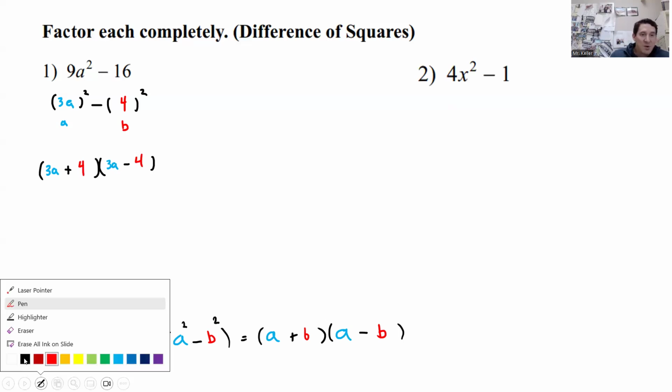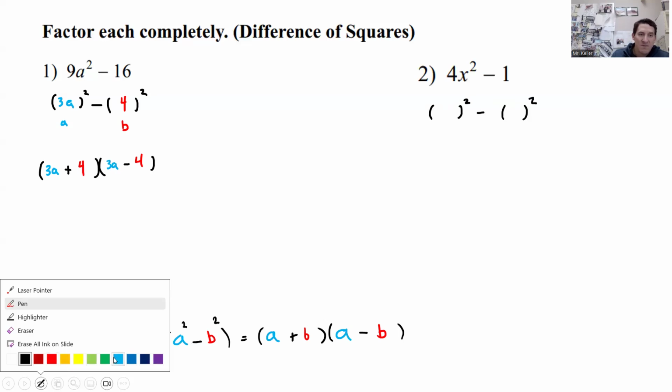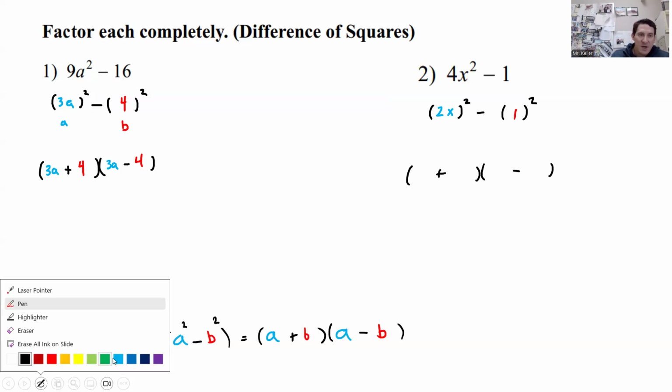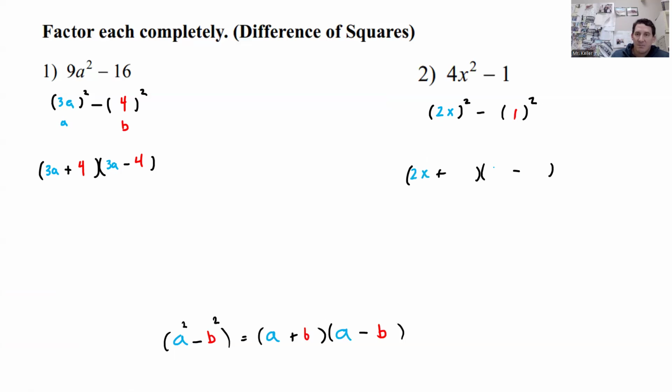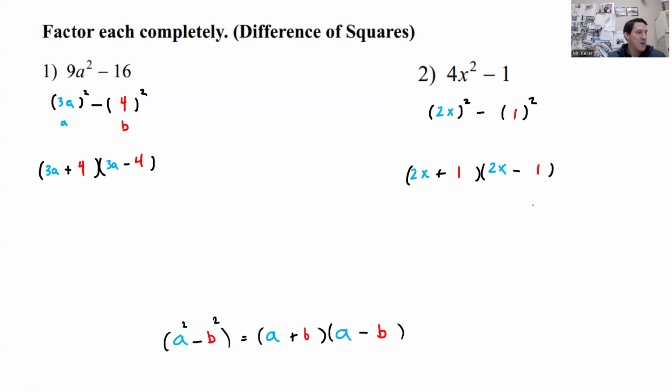All right. So number two here, 4x squared, I'm going to rewrite it as the square roots of these. So the square root of 4x squared is 2x, and then the square root of 1 is just 1. So that's our a and b. So this is just going to factor into our two binomials, plus and minus. So it's going to be 2x, the square root of the first term, plus and minus 1, that's the square root of the second term. And that is it.